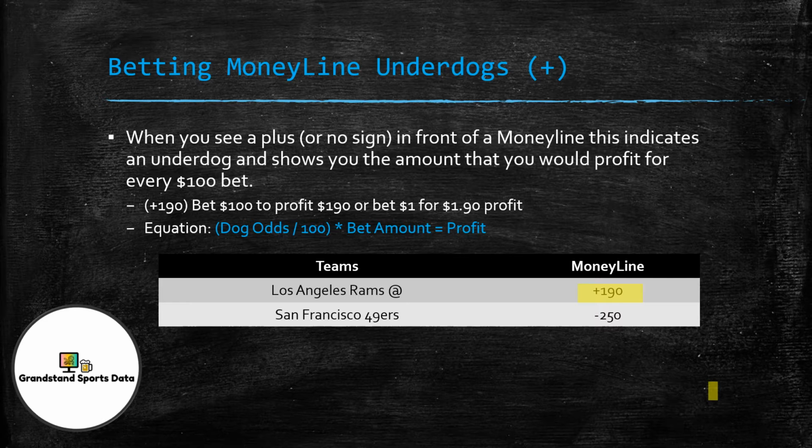This means that you have to bet $100 to profit $190, or you can bet as little as $1 for a $1.90 profit. Now the equation for this is the underdog's odds divided by 100, and then multiply that by your bet amount. This will give you the profit.